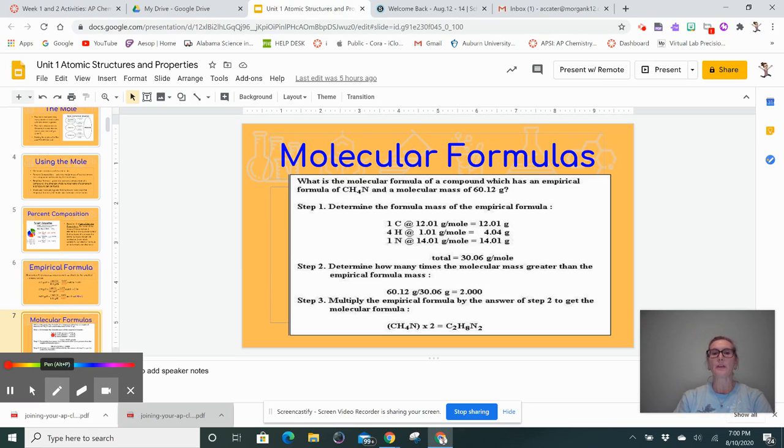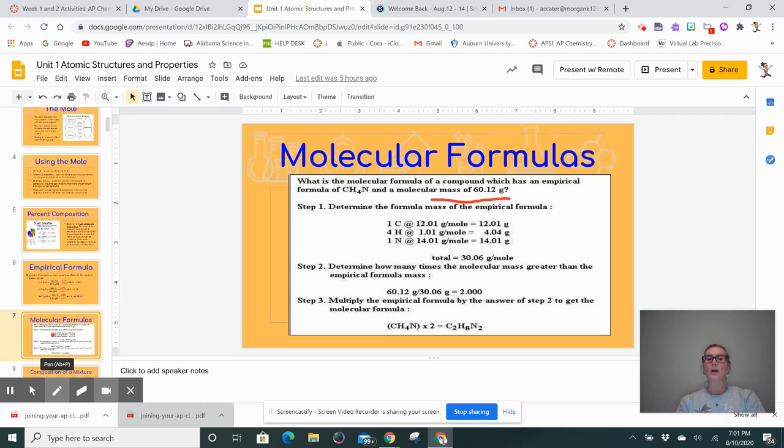All right, so in a molecular formula, we are looking for the actual number of moles or actual number of atoms in that particular compound. It says, what's the molecular formula for a compound which has an empirical formula of CH4N? Remember, the empirical formula is the smallest whole number ratio. What we're given is the molecular mass, the total number of grams for the entire compound. So we know the smallest whole number ratio, and then we can determine its molecular formula.